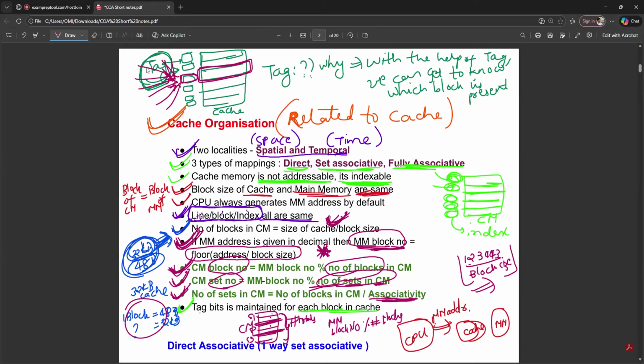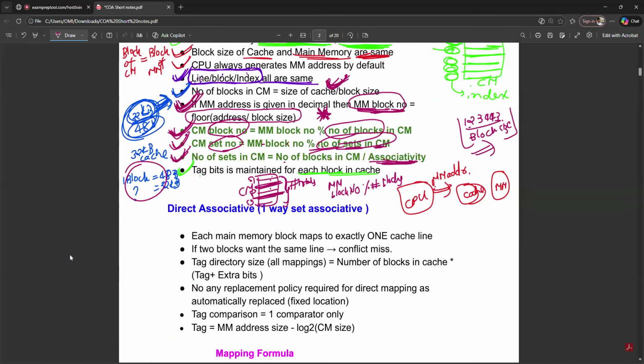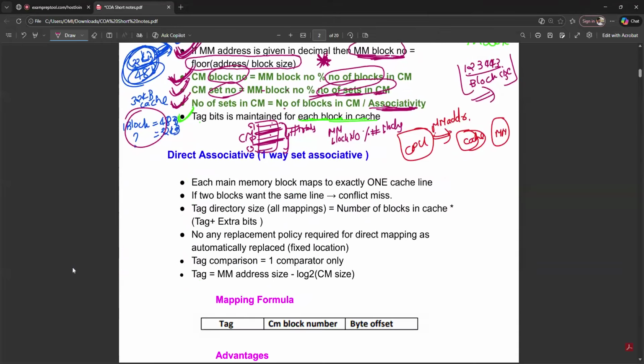Okay, so now out of this particular thing, how can we get to know which block is present? Many different blocks can be mapped to this particular line in the cache. So how can we get to know? With the help of the tag, by comparison. I think you must know this if you have done any computer architecture course.